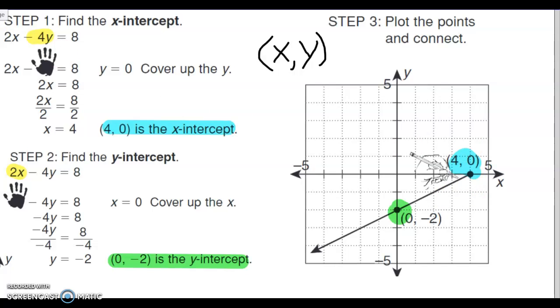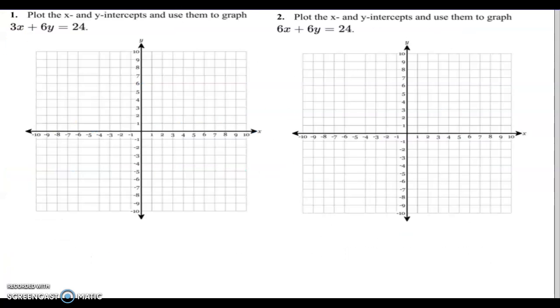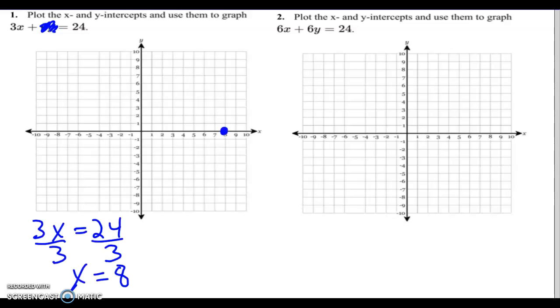Let's take a look at a couple more examples. We're going to plot the x and y intercepts on the graph. First I'm going to cover up the y and use 3x is equal to 24. Divide by 3 and I get 8. I go on the x-axis and plot 8. That's where I intercept, right there.